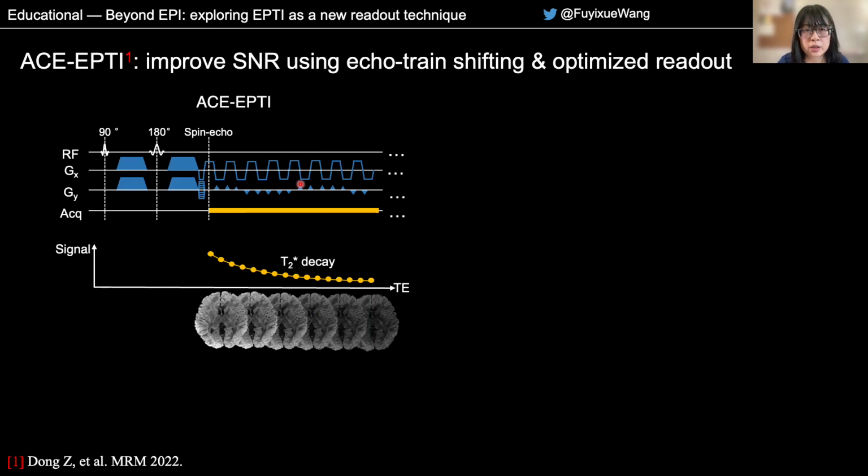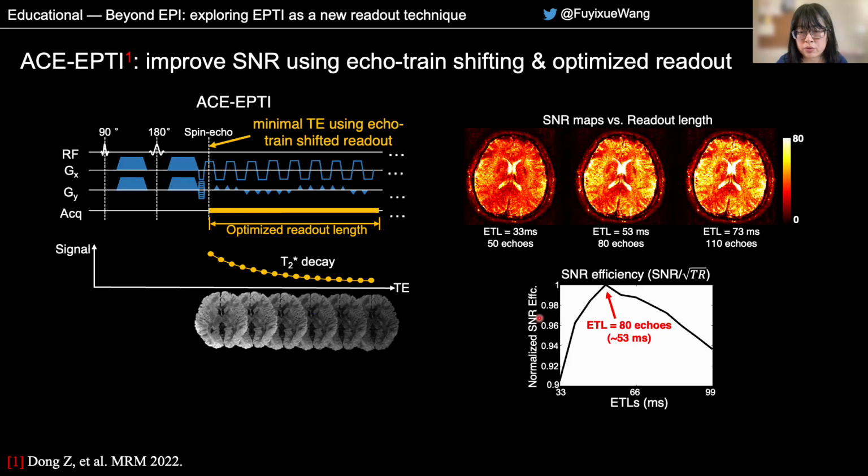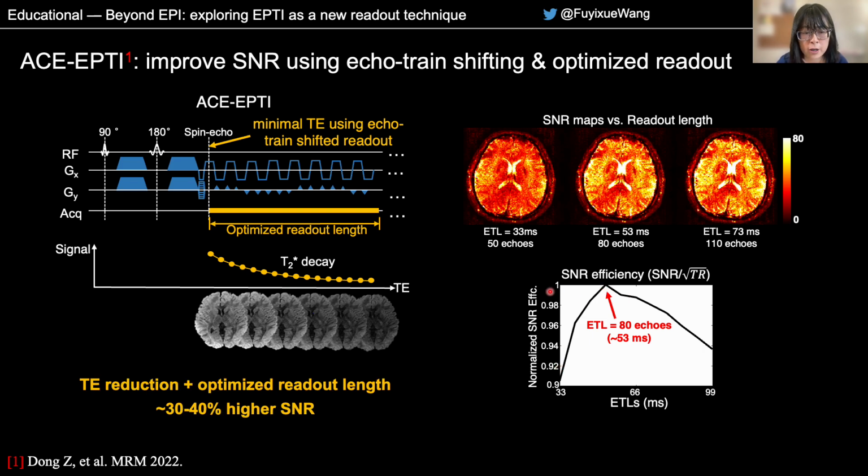Here, EPTI can help by achieving minimal TE, by starting the readout right after the diffusion encoding and at the spin echo, and resolves a series of images across the readout. This avoids the dead time between the 90 and 180, and the continuous readout with optimized readout length can be used to achieve optimized SNR efficiency, as we discussed before. Together, the TE reduction and optimized readout length can lead to around 30 to 40% higher SNR.